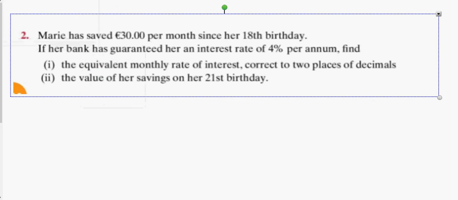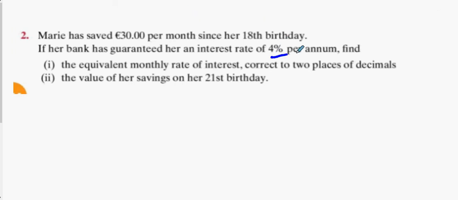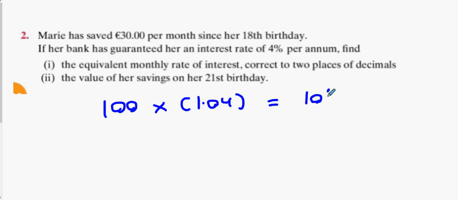Marie saved €30 per month since her 18th birthday, if her bank guaranteed her an interest rate of 4% per annum. 4% per annum means 4% per year. Everybody cool with that? Now, we need to find a monthly amount that increases your amount by 4% after 12 months. So, for example, if I invest €100 in your bank for 1 year, which is 1.04, I'd end up with €104. Everybody agree with that?